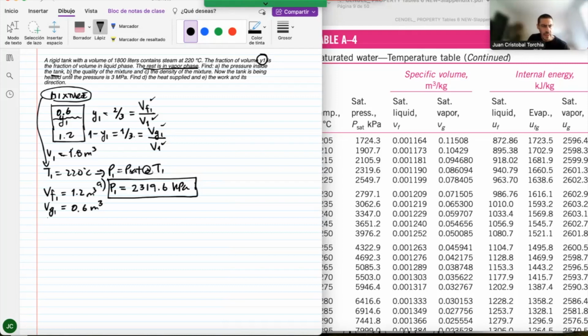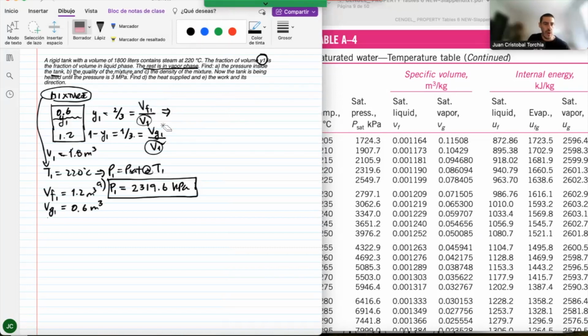Now, the quality of the mixture. It's a good question. And maybe you will be lured to say, well, I already have the liquid phase and the total volume, so I'm just going to do this division, and write wrongly that x1 equals 2/3. I'm sorry, not 2/3, it should be 1/3. Maybe you think that the volume of the gas phase divided by the total volume is the quality. It is not. This is wrong.